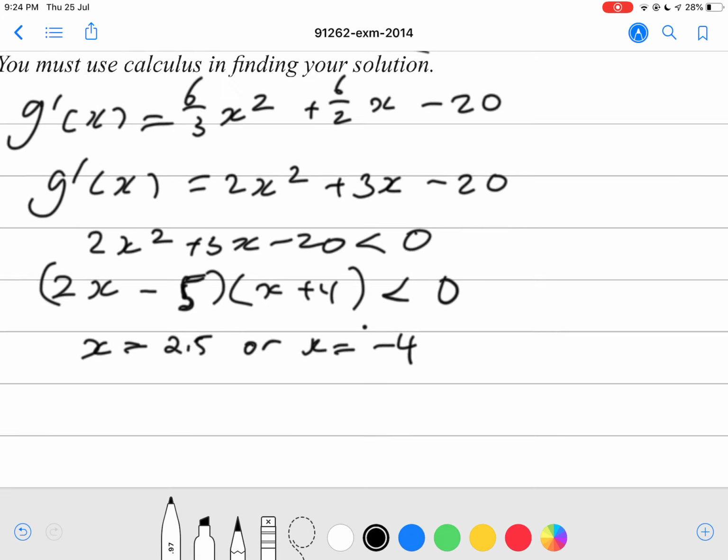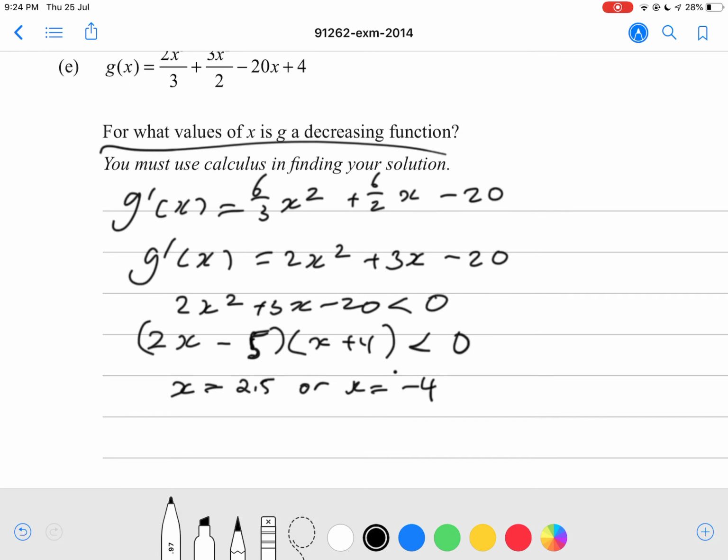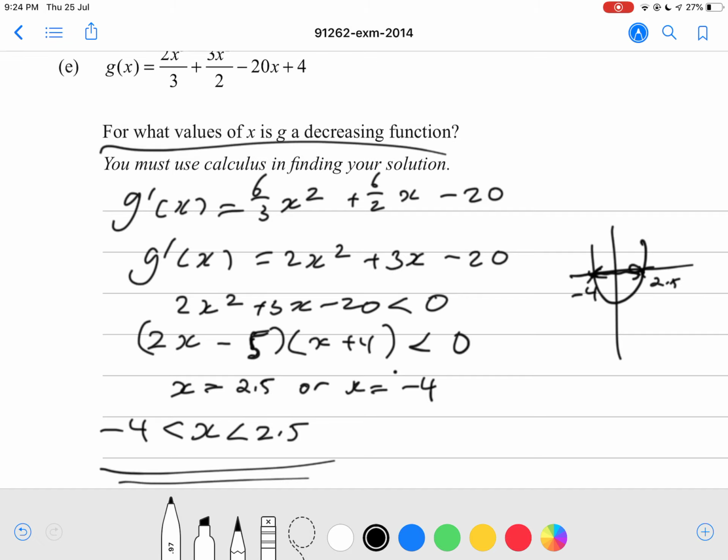However, we need to find for when it's less than 0, okay? 2x squared, that's a positive parabola, so the shape's going to look something like this. We have our 2.5 on this side, and we have our negative 4 on this side. That's when it's equal to 0. We need to find for when it's less than 0, so it's in between these two values. So we're going to write x is less than 2.5, but x is more than negative 4. So therefore, x is in between negative 4 and 2.5. That is your final answer.